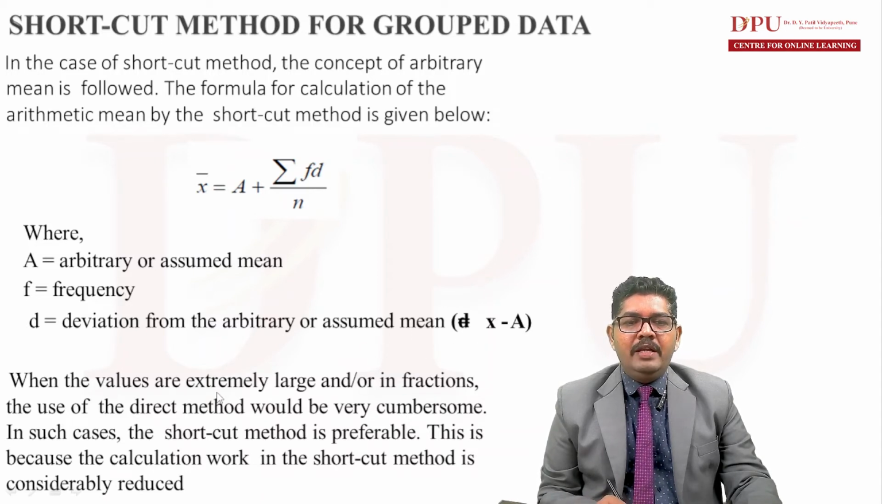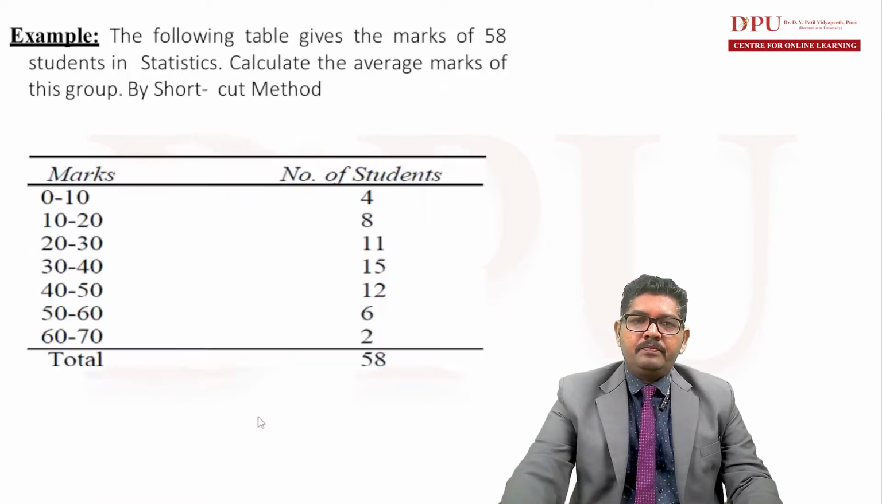When the values are extremely large and or in fractions, the use of the direct method would be very cumbersome, and therefore we use the shortcut method. This is because the calculation work in the shortcut method is considerably reduced.